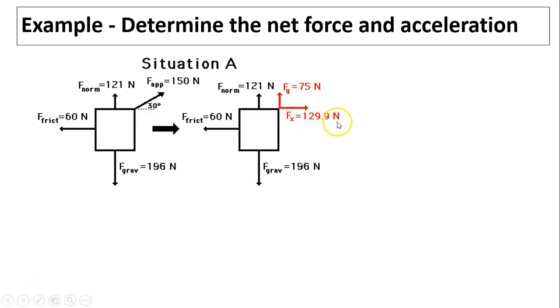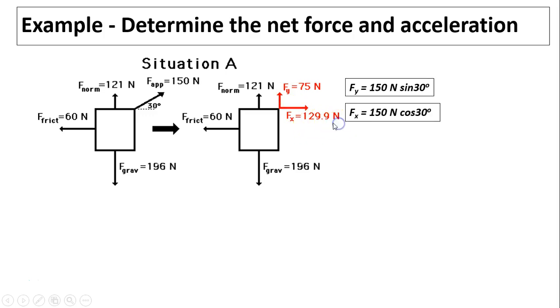Horizontal is 129.9 newtons. How did I get that? This 129.9 actually equals 150 times cosine 30. This 75 equals 150 times sine 30, because this is 30 degrees and 150 is your vector. And this is the y component and the x component.